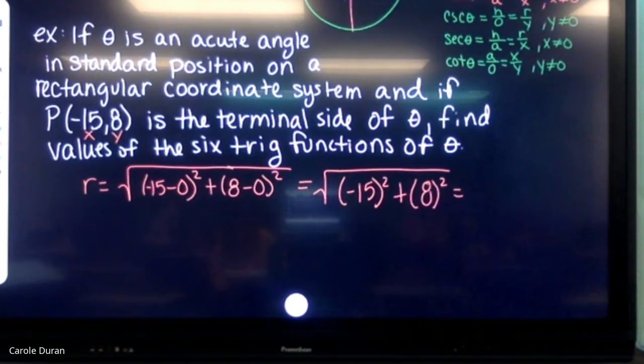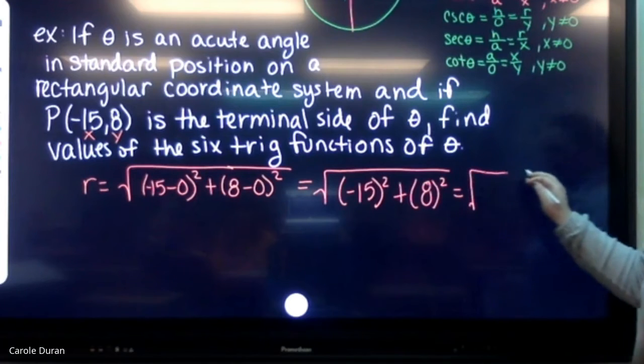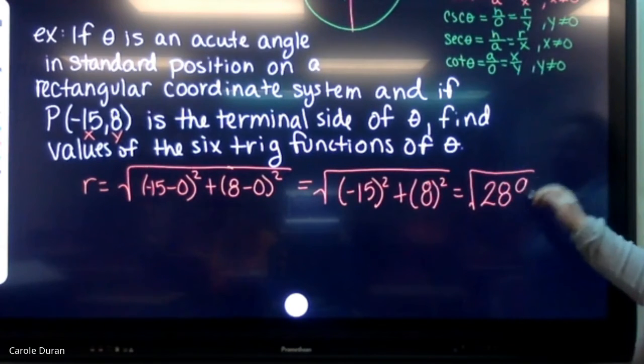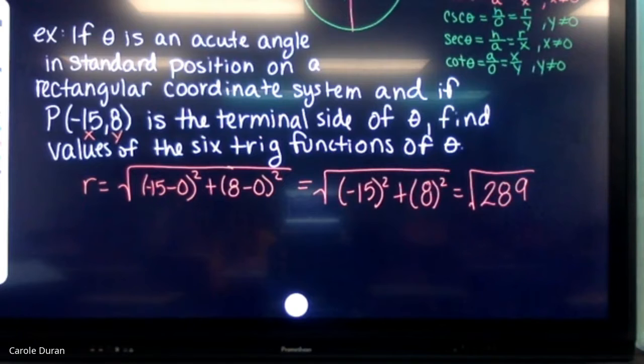Of course, if my radius is a radical, I would like to keep it as that radical. I do not want the decimal approximation. So find out what that is. 17. Okay, well, I want the number under the radical first so we can all make sure we got that correct. When I do this, I get 289 because 15 squared is 225 plus 8 squared, which is 64, which gives me 289. Square root of 289 is 17. So 17 is the radius of my circle.